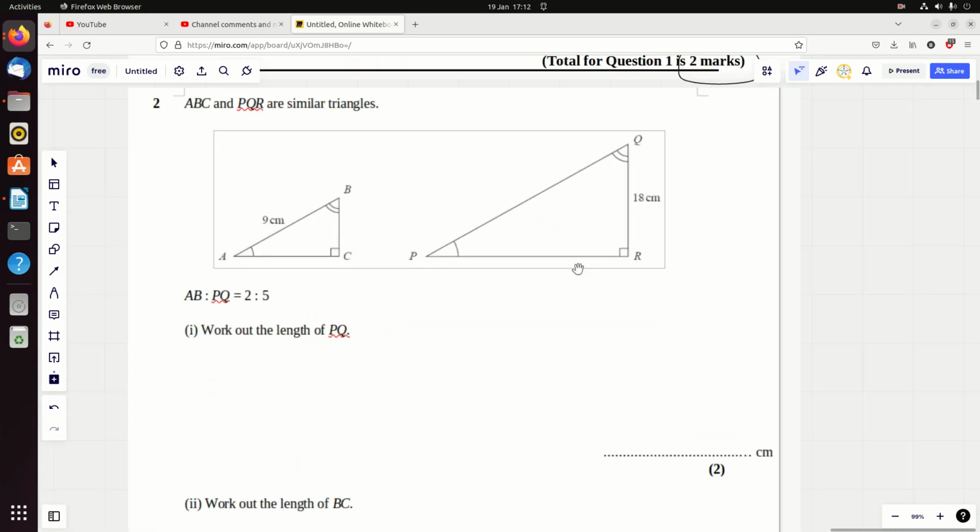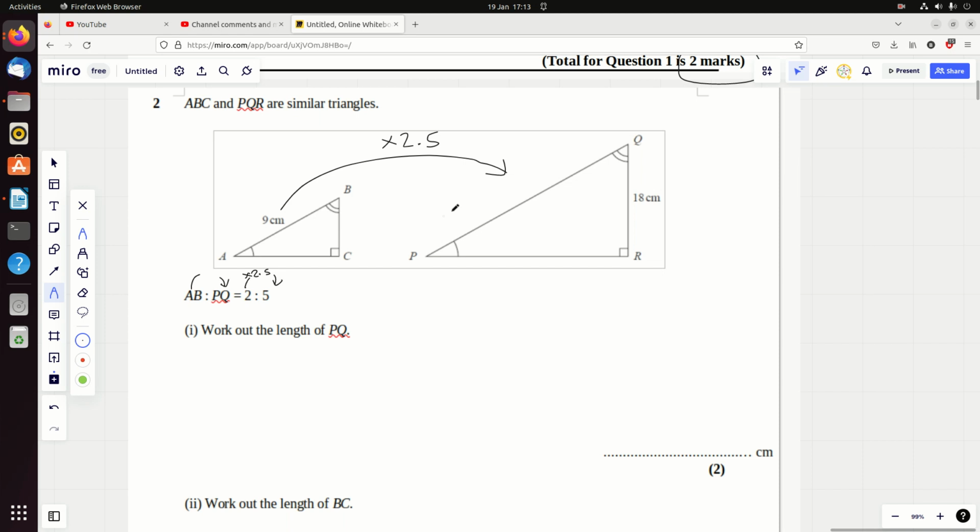ABC and PQ are similar triangles. AB to PQ is 2 to 5. Okay, so let's consider what we're being told there. We're basically being told that we need to times this by 2.5 because to get from AB to PQ, you need to times that by 2.5. Yeah, 2 times 2.5 is 5. You can figure that out on a calculator by doing 5 divided by 2.